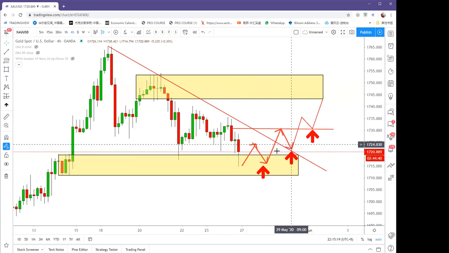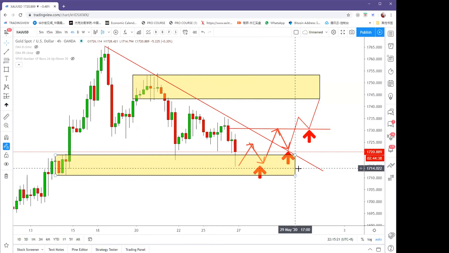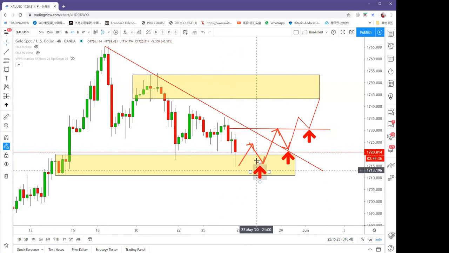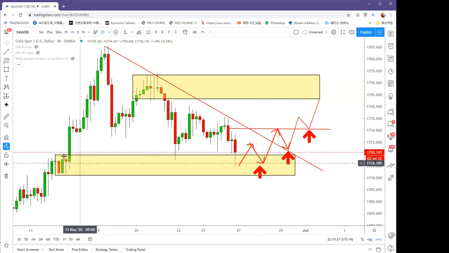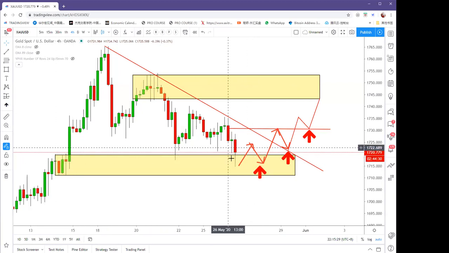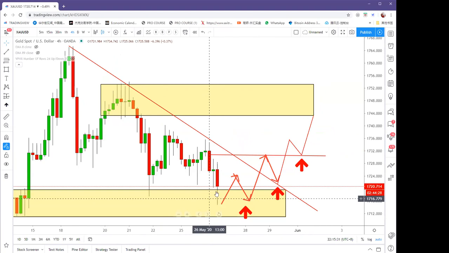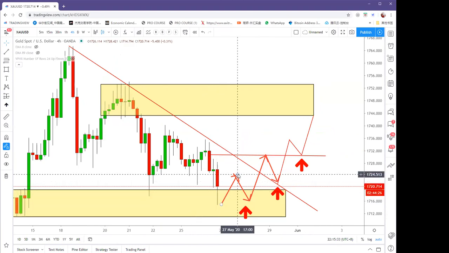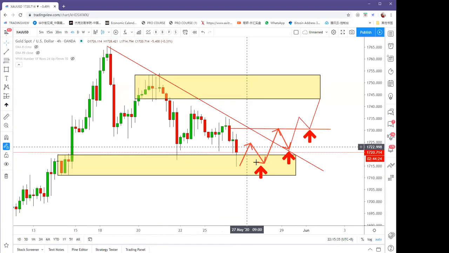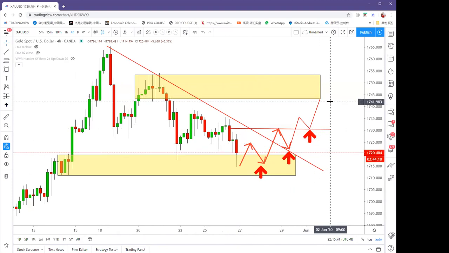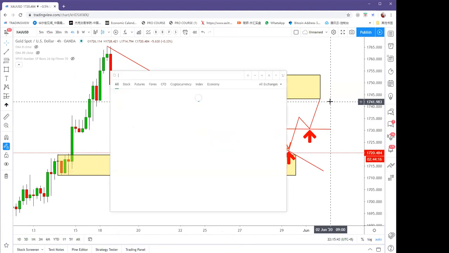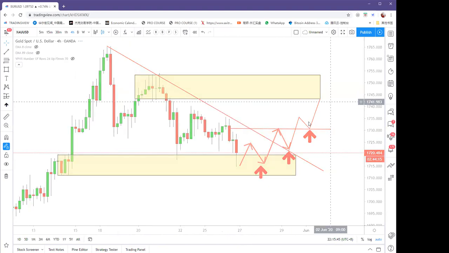So as traders, we have to identify those important structures so that we can rely on them. We can make some trades because of this structure, and combine it with price action so that we can have a high potential winning trade. It's also a high reward-to-risk trade, all the way aiming to 1745. Okay, so this is what I feel for the gold. Let's move on to euro.